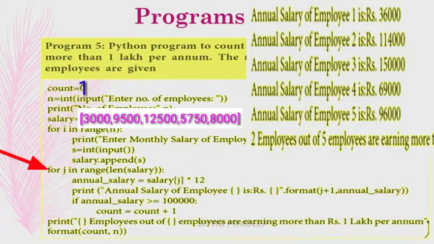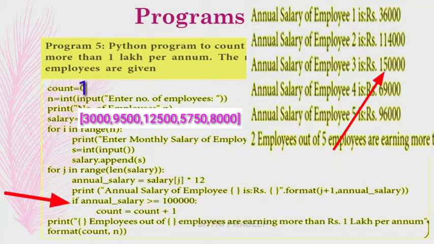So for j in range, now j value is 2. Next, annual salary is equal to salary of j into 12. Here j means what? 2. So print annual salary of employee 2 plus 1, 3. Employee 3 is rupees what? You have to calculate annual salary. Annual salary 12,500 into 12, what? 1,50,000. So check the condition.